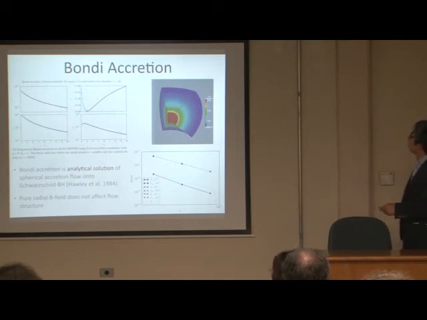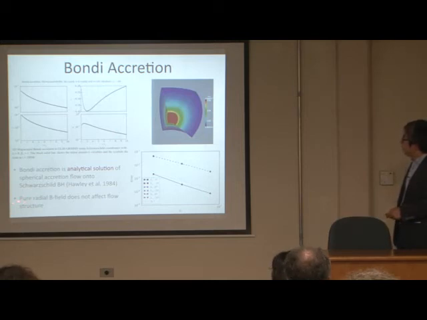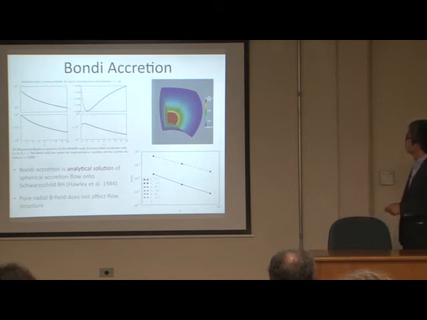Now I show one of the simulation results. Bondi accretion is an analytical solution of the spherical accretion flow onto the Schwarzschild black hole, see Hawley et al. 1984. This is one of the simulations we have done, in Schwarzschild coordinates. With a pure radial magnetic field it does not affect the flow structure.